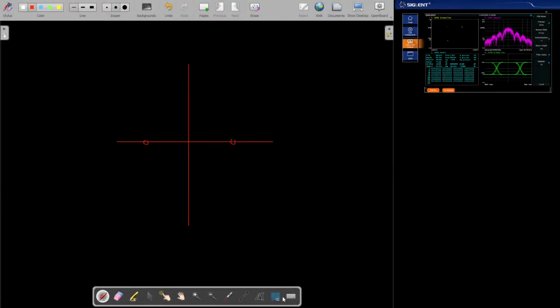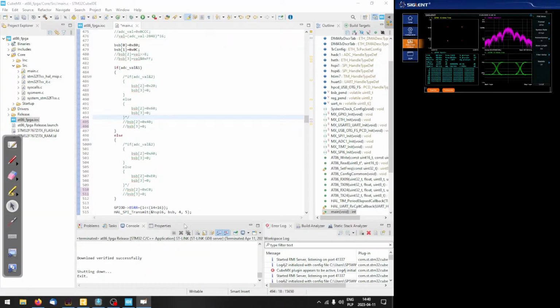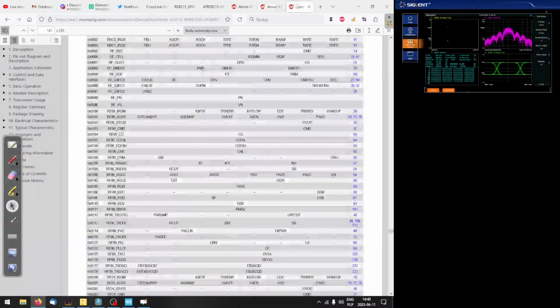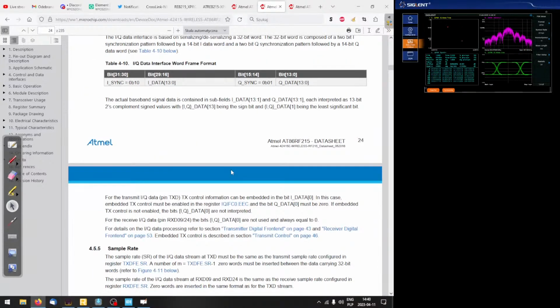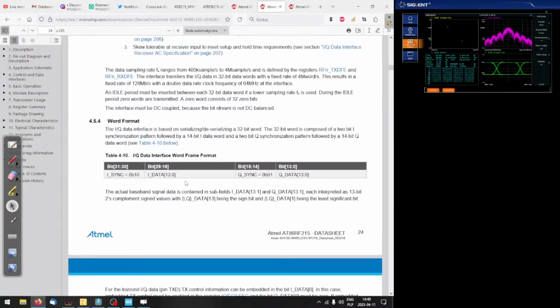Let's see. Let's take it one step back before we get to this. Let's actually take a look here. Yeah, so the in-phase data and quadrature data is 14 bits, but the least significant bit is always 0, as the specification says. Yeah. So the least significant bit is always 0. So that leaves us with 13 bits. So 12 bits plus the sign bit.